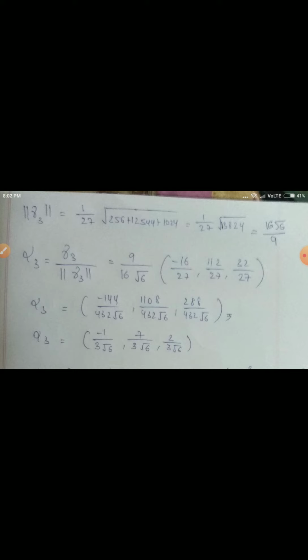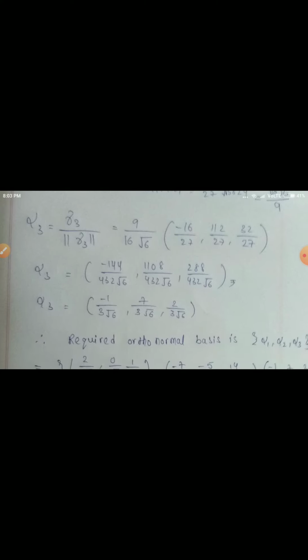So once again on further simplification we get alpha 3 to be equal to (minus 1 by 3 root 6, minus 7 by 3 root 6, 2 by 3 root 6). So the required orthonormal basis is nothing but alpha 1, alpha 2, alpha 3. So we get these three vectors. Thank you very much for watching this video.